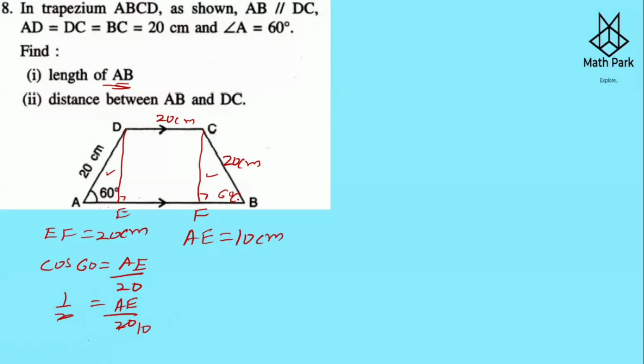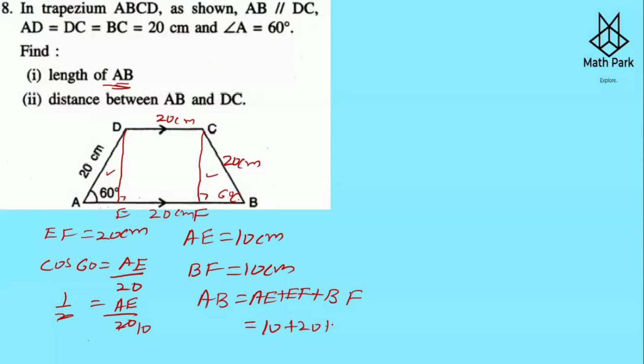Same way we will be using over here. So you also get BF is equal to 10 centimeter. And EF we have found as 20 already. So you get AB is equal to AE plus EF plus BF. Let us add all of these parts. AE is 10, EF is 20 and BF is 10. So using this, we get 40 centimeter. So AB you got 40 centimeter.